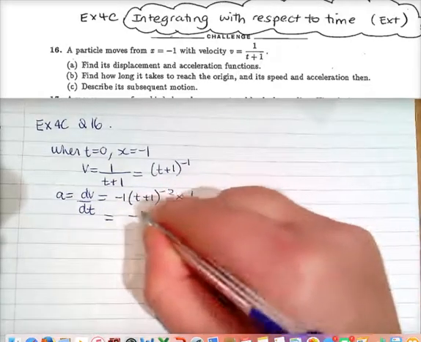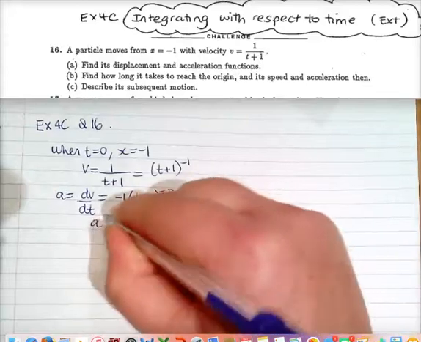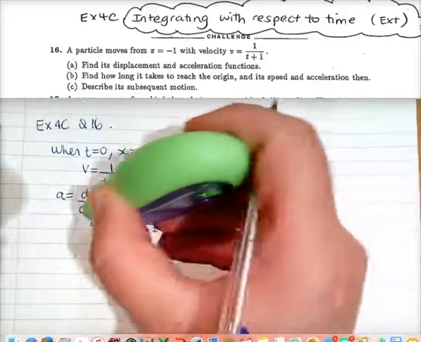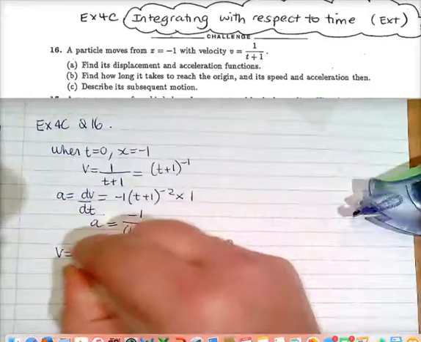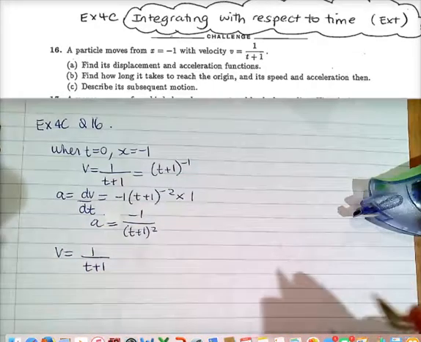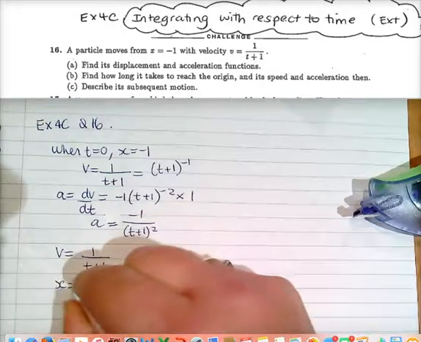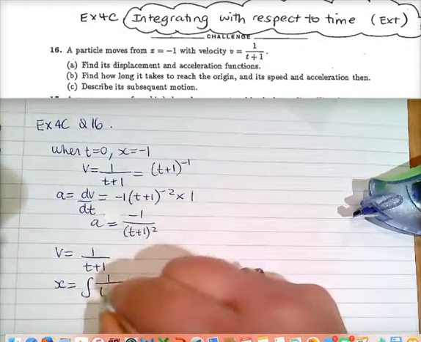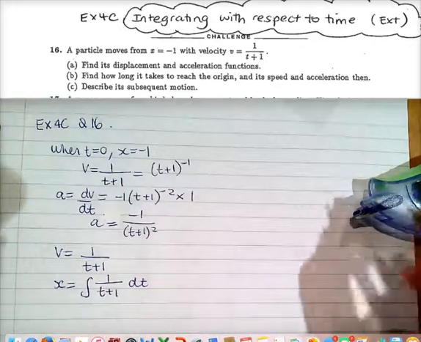So therefore that is -1 over (t plus 1) squared. So that is the function for acceleration, which is fine. Now, again, v equals 1 over t plus 1. We have to find the displacement function. Now, x equals the integral of 1 over t plus 1 dt.